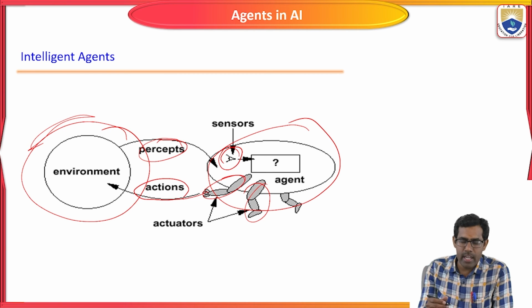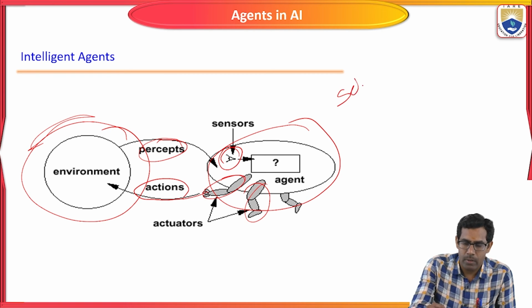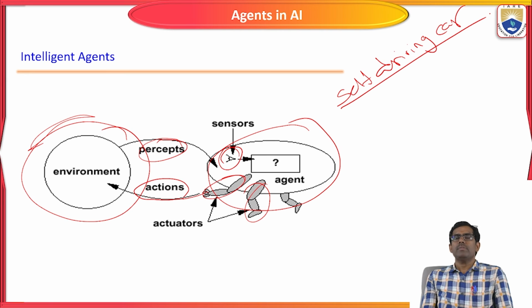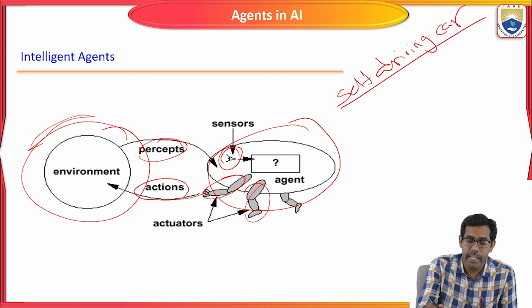If you want an exact example, I will tell you about the self-driving car. Right? So here, the self-driving car. Here the sensor is the agent.